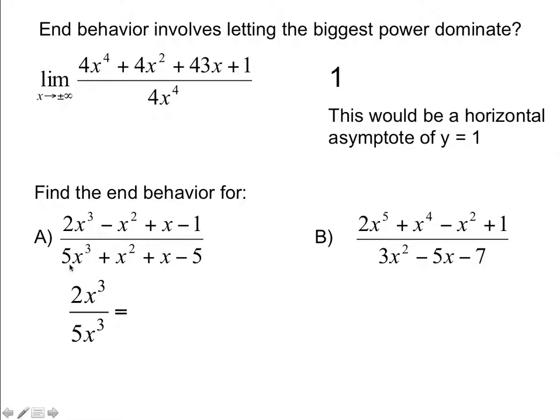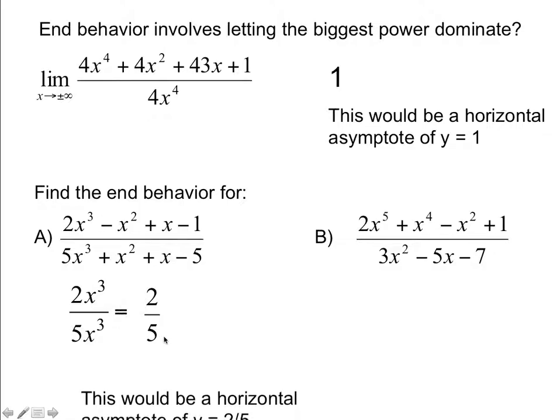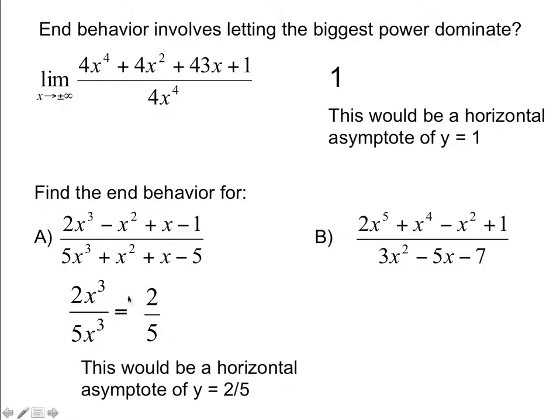And the bottom, as x gets really big, we're going to ignore the 5, the x, and the x squared, the -5. And so the bottom becomes 5x cubed. Now we're going to simplify. So we can cross out the x cubes, and we're left with 2/5. So the end behavior for this rational function is that we have an asymptote at 2/5. And that works for both ends. And the way we know it works for both ends is because these are both polynomial expressions.